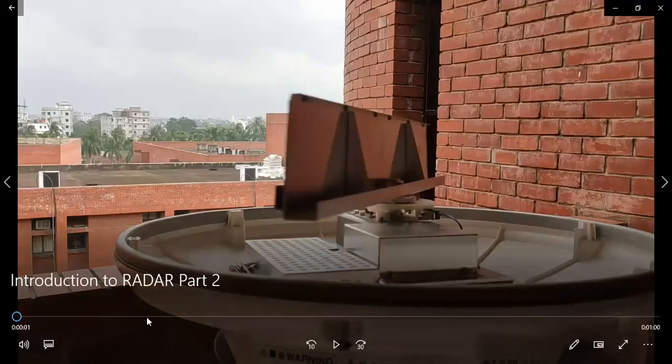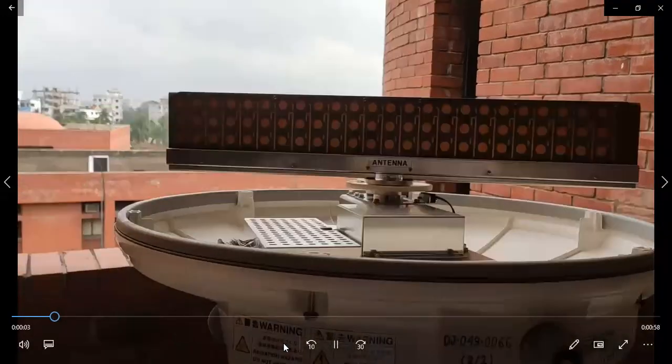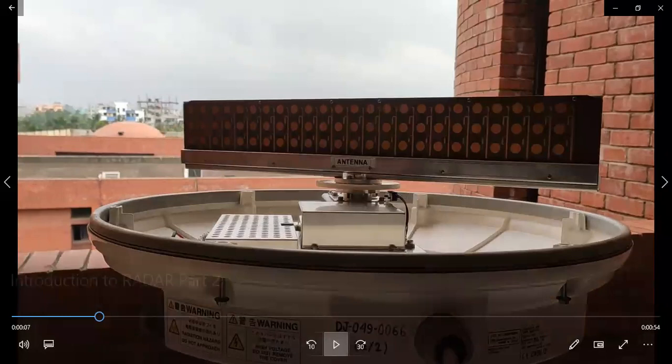I can see, right? The antenna. Can you see something rotating? Guys, do you see? Yes, sir. Okay. Yes, sir.